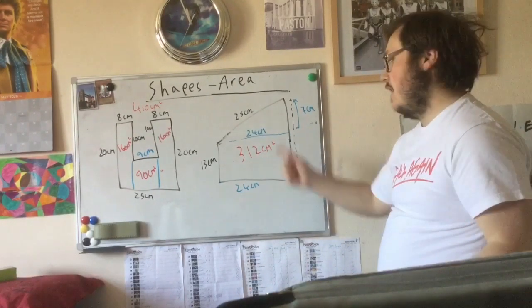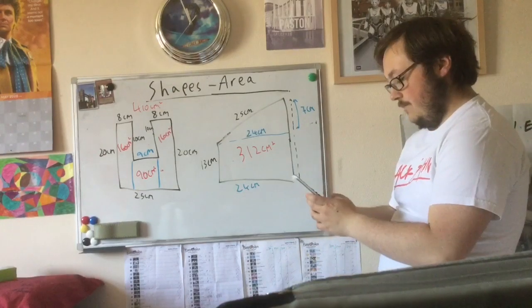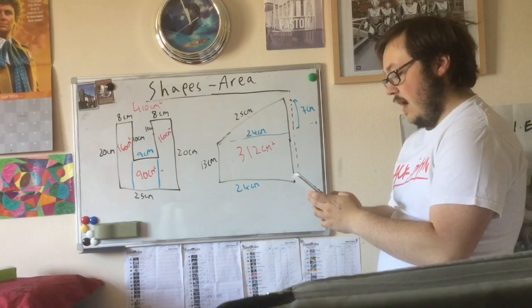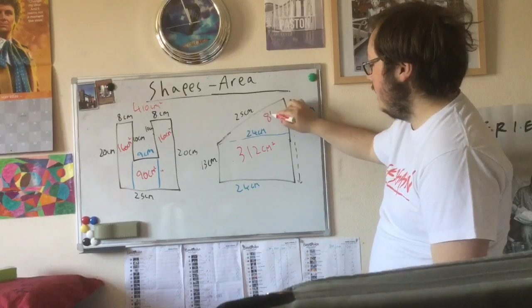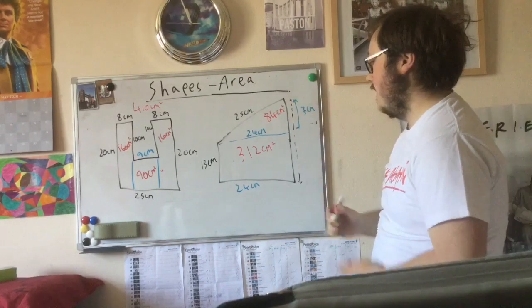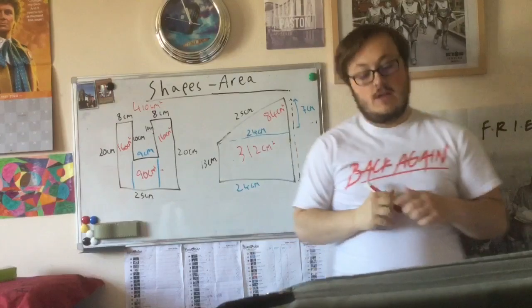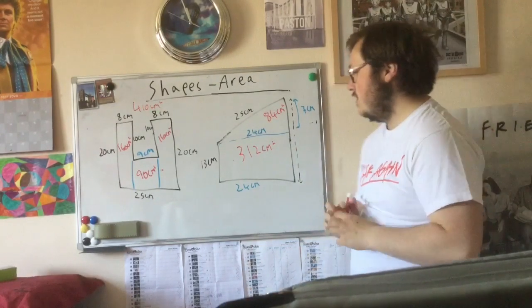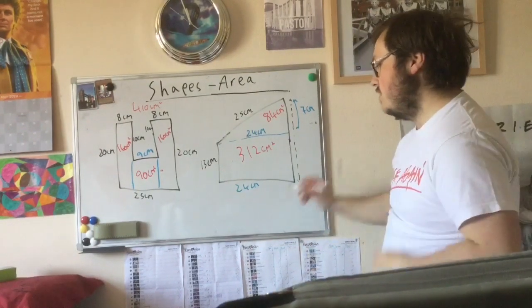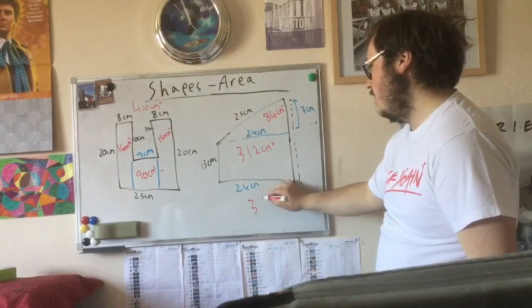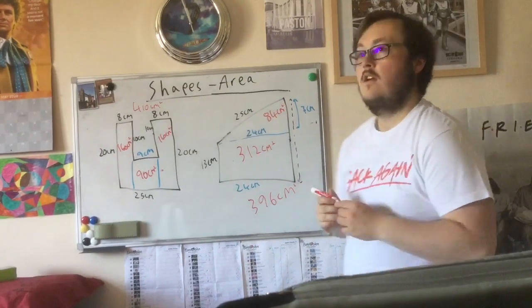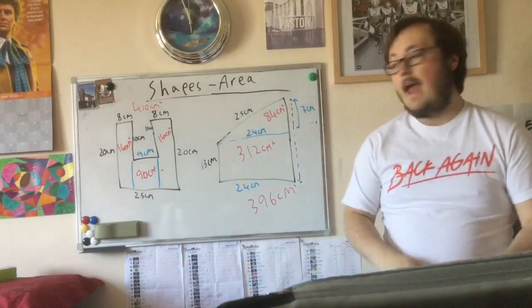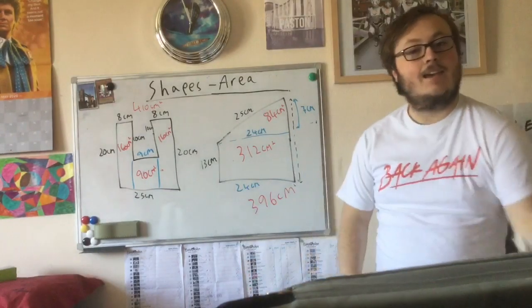And then to work out the area of this triangle, you do 24 times 7, and then you halve it, and that will get you 84 centimetres squared. So what you then do is you add them all together, so 84 and 312, and that will get you a total area of 396 centimetres squared. So the shape that has the bigger area is A.